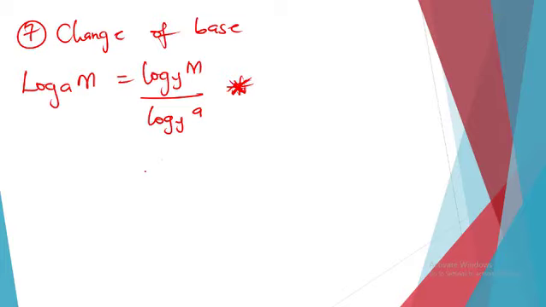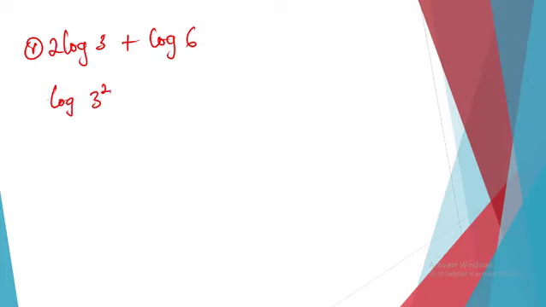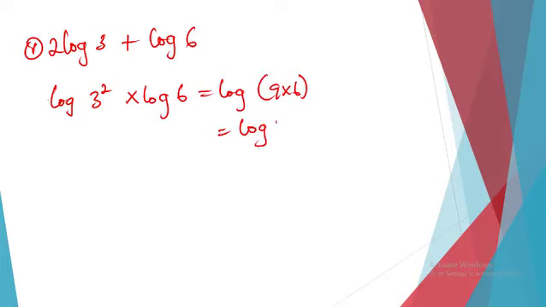So let us take some examples of logarithms with that table. Assuming we have 2 log 3 plus log 6, and we are asked to evaluate this. What do we do? We have this to be equal to log 3 raised to power 2 times 6, that is 9 times 6, and that will give us what? Log of 9 times 6 is what? 54, and that's just the answer.